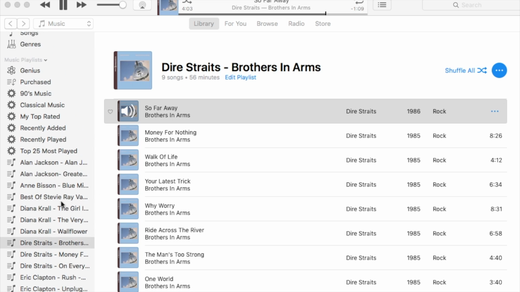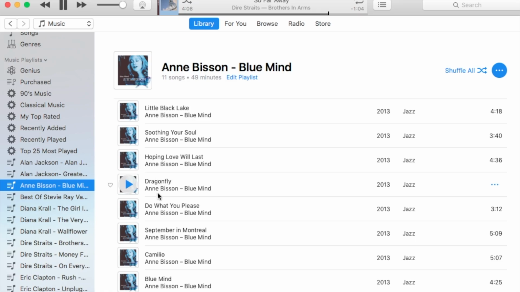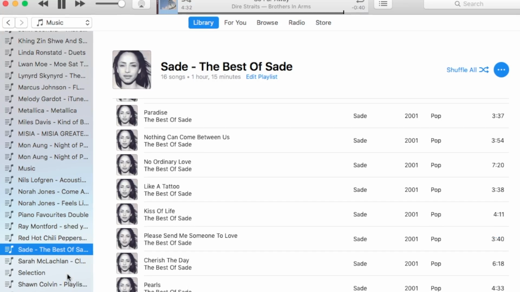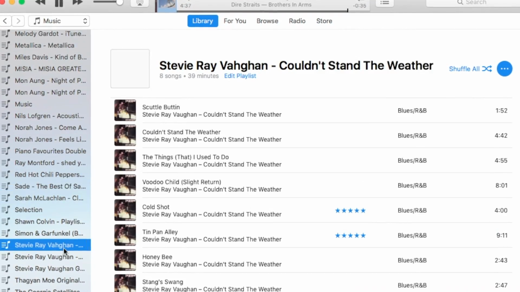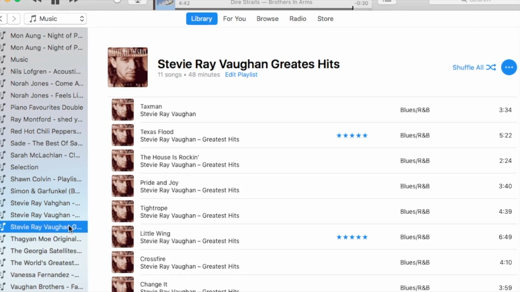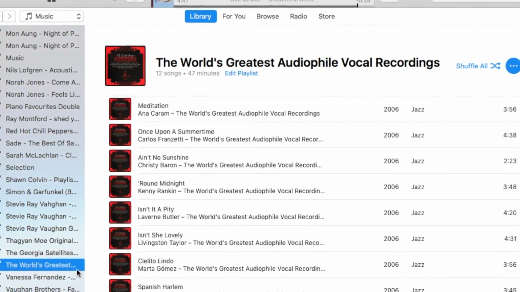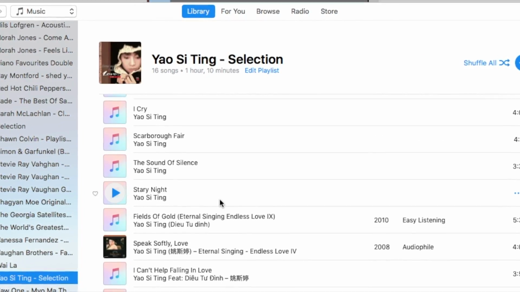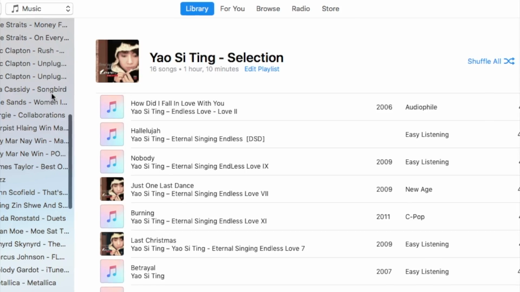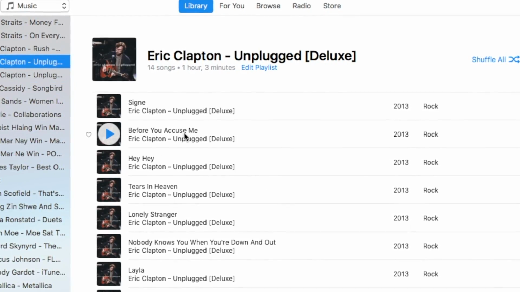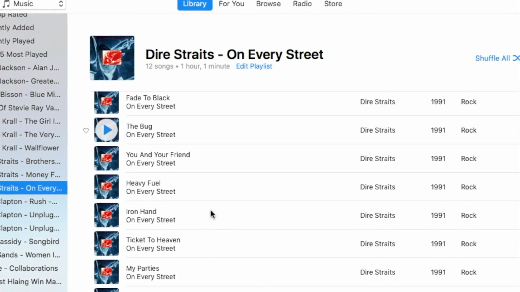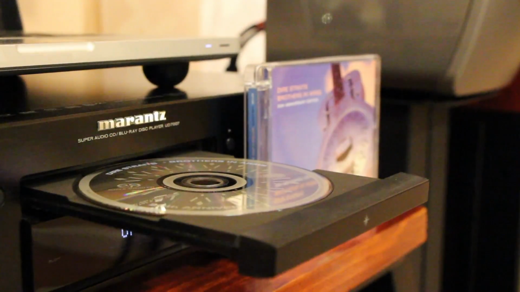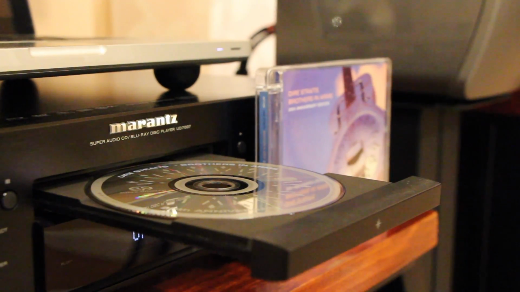So these are some of the music that I used when I auditioned these three USB noise filters. A lot of music that I'm very much used to listening to, and some audiophile recordings, and mainly I used the Dire Straits Brothers in Arms album. I used the first two tracks, So Far Away and Money for Nothing, over and over again, back and forth, just changing the USB filters, and finally I popped in a Super Audio CD of the same album.